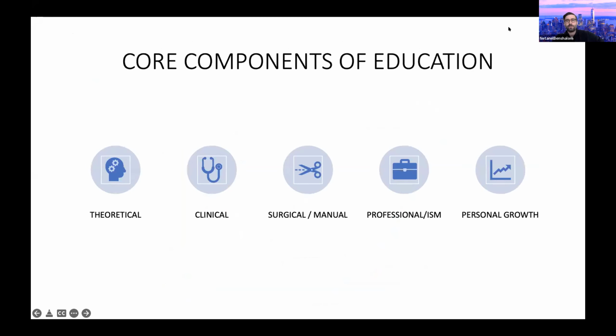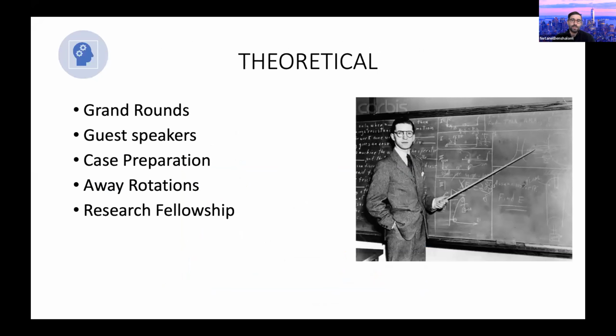So I'll speak about a few core components of education. And I divided it into 5: theoretical, clinical, surgical, manual, professional, or professionalism and personal growth. And I'll share what we're doing here in the States and at least how I've been practicing the last couple of years. So the way we do it in terms of theoretical, we have once a week grand rounds. Usually it's both an internal speaker, someone from our department, or an external speaker.